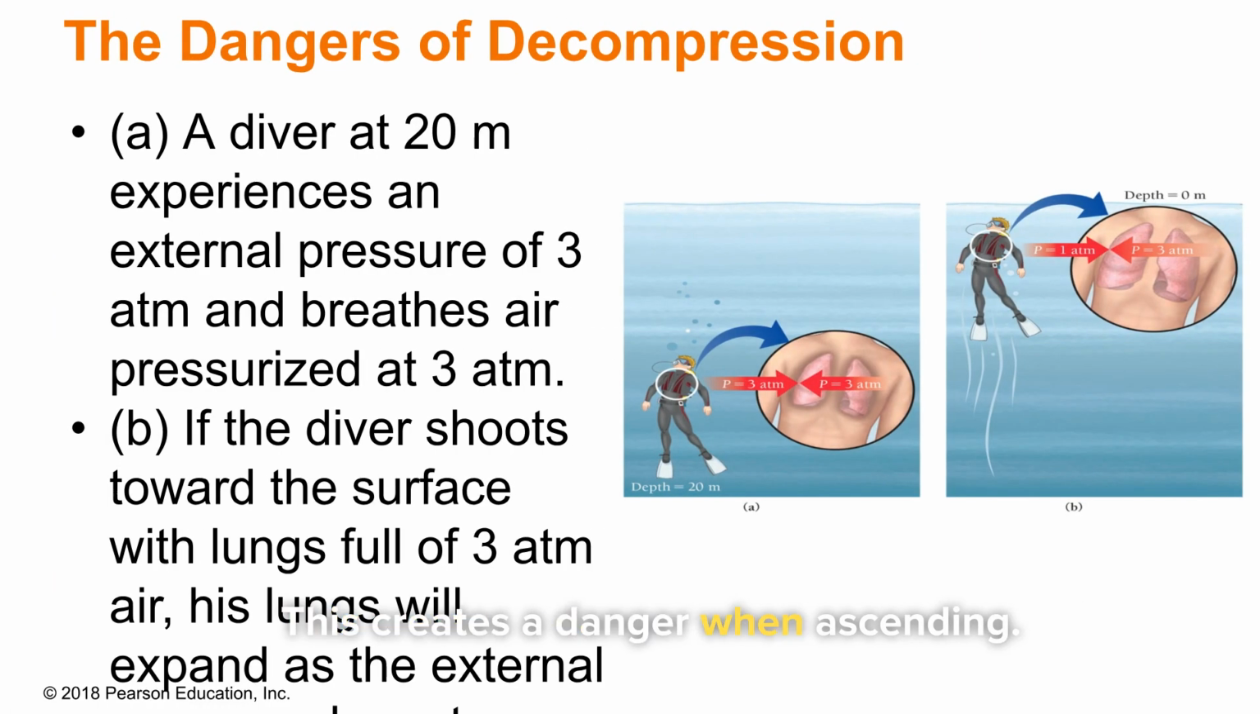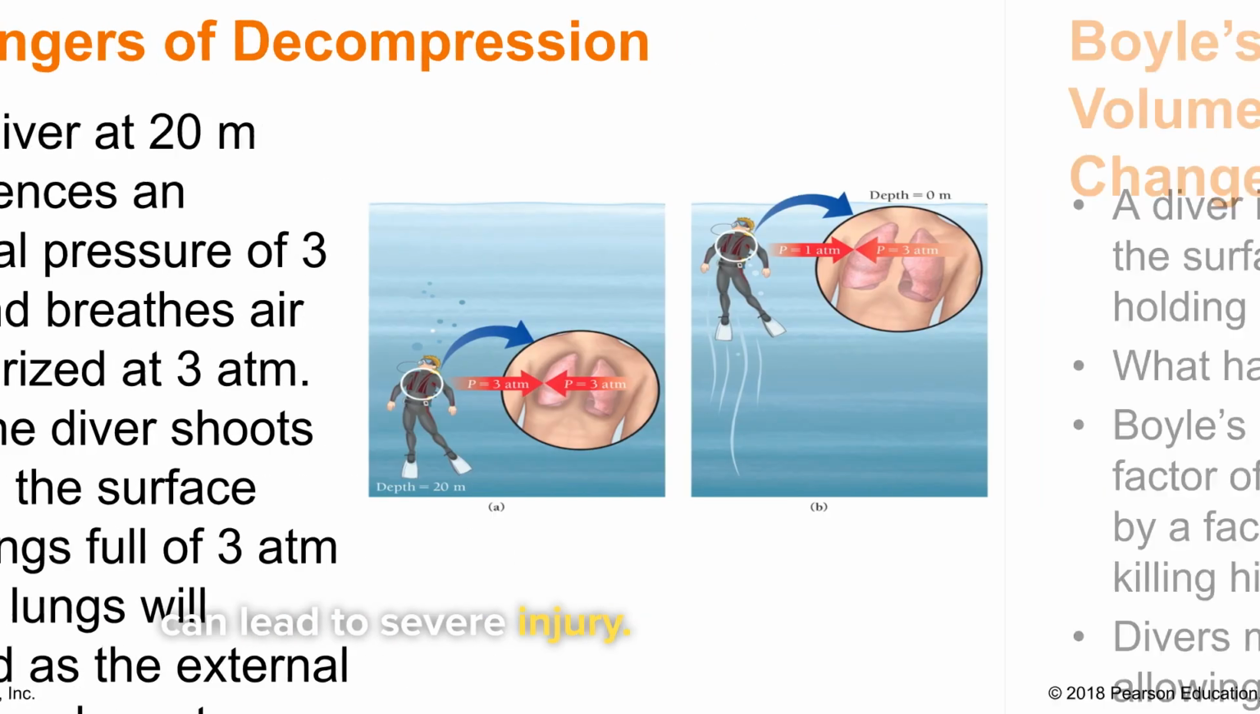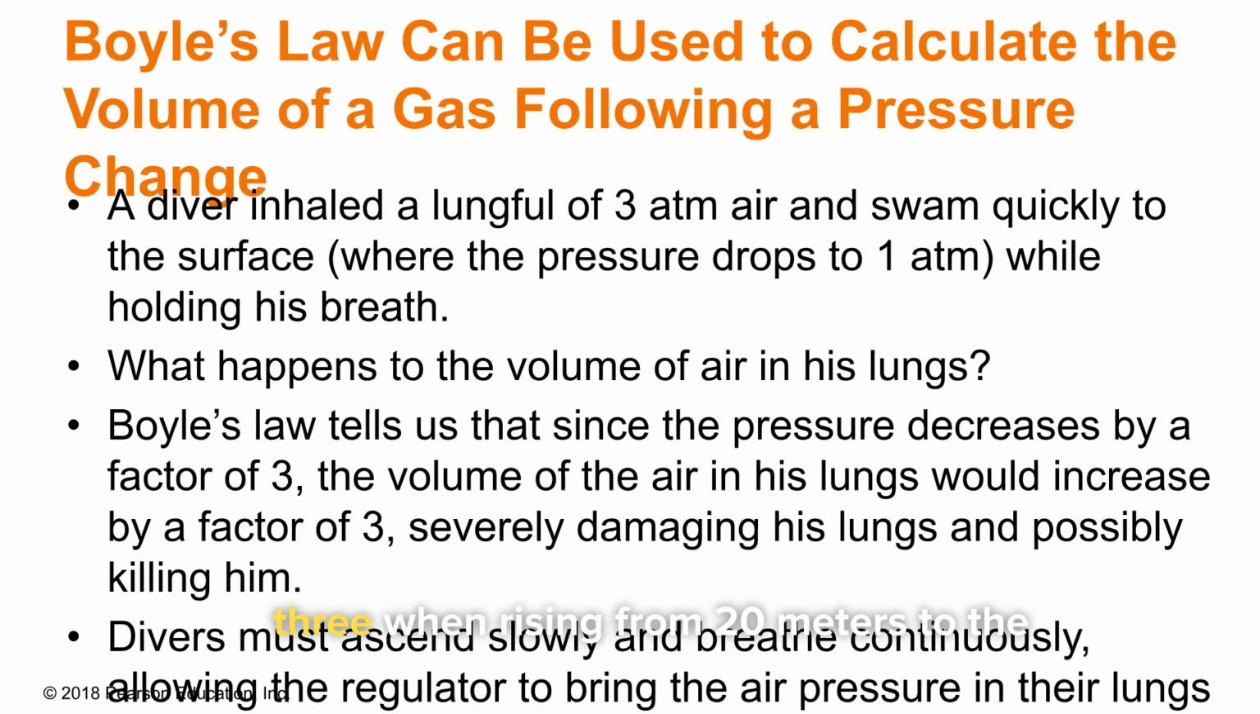This creates a danger when ascending. If a diver holds their breath while moving to the surface, the air in their lungs will expand rapidly as the external pressure drops, which can lead to severe injury. Because the pressure decreases by a factor of 3 when rising from 20 meters to the surface, the lung volume would triple, which is why divers must always ascend slowly and breathe continuously.